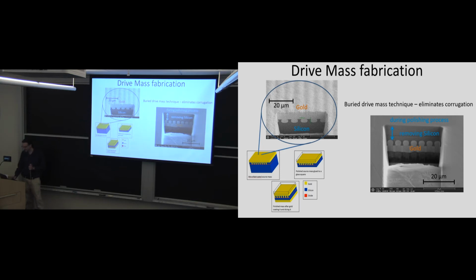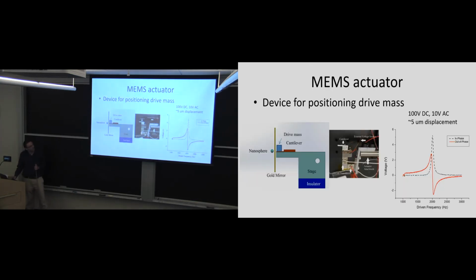So this device is then positioned on a homemade MEMS actuator, where it's basically a capacitively driven cantilever beam, where we can capacitively excite this tip with an amplitude of a few microns that's sufficient to modulate the gravitational signal at the level that we need in the experiment.